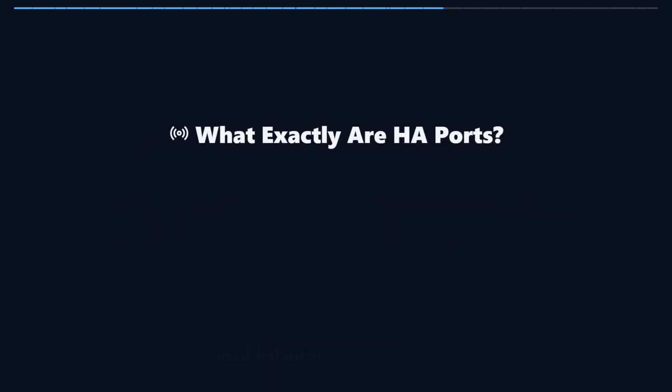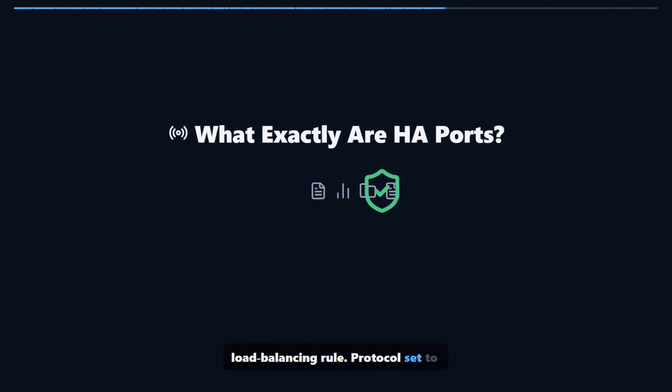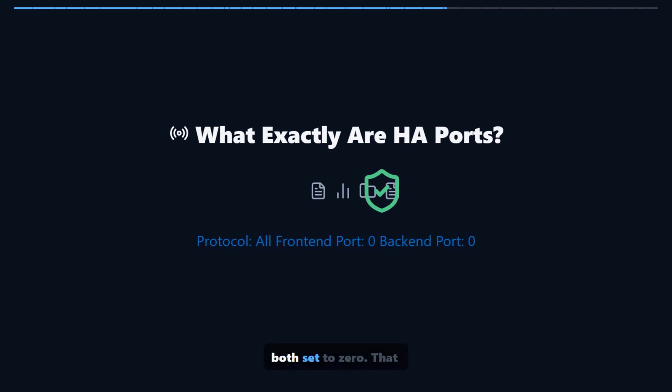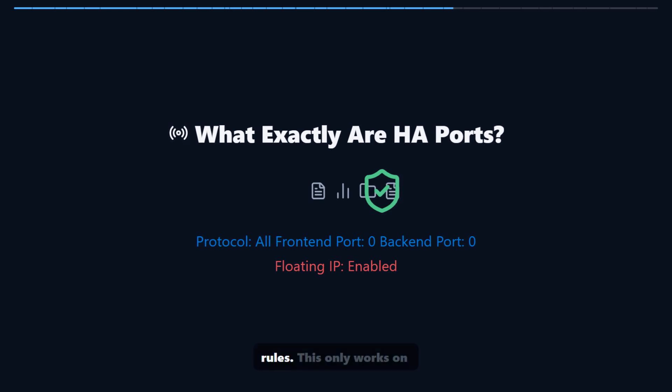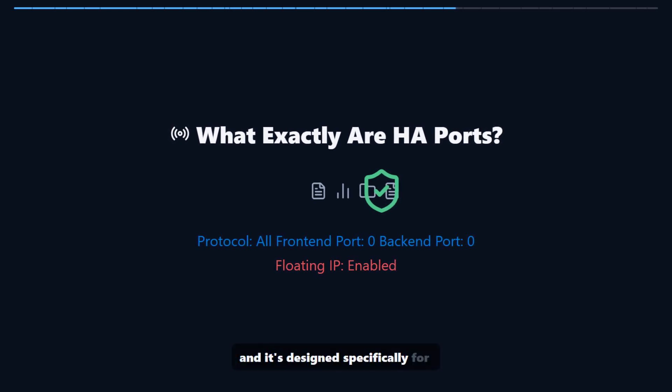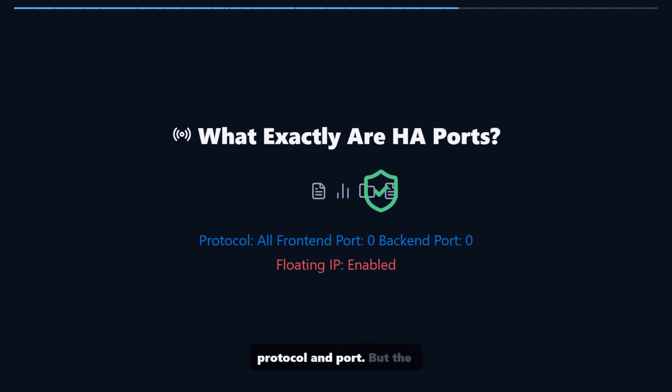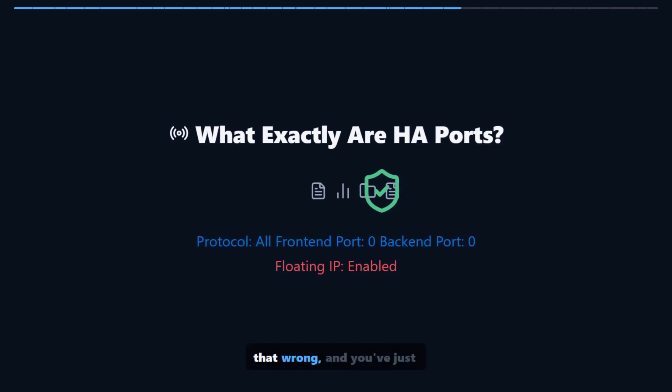HA ports is a special load balancing rule. Protocol set to all, front-end and back-end ports both set to 0. That tells the load balancer, I don't care what port you came in on, just balance it across my backends. One rule replaces dozens of individual port-by-port rules. This only works on an internal standard load balancer, and it's designed specifically for network virtual appliances where you need to forward every possible protocol and port. But the floating IP flag is non-negotiable. Get that wrong, and you've just built a very expensive paperweight.